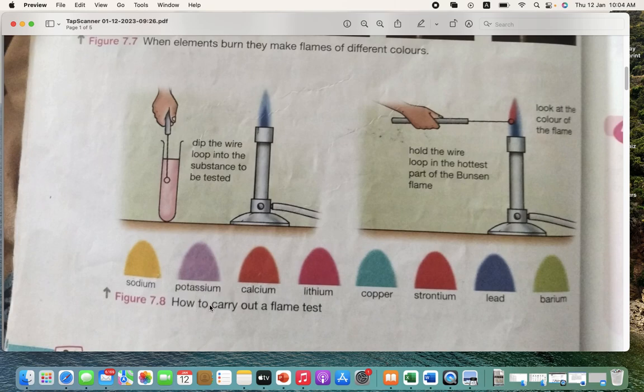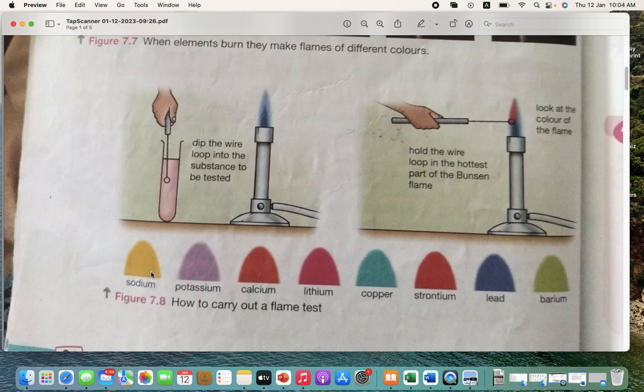Say how to carry out the flame test. This is how to carry out the flame test. You see, they melt the solid, they melt the metal, and then you dip this thing to test it. The wire, you dip it here, and then you put it on the flame, and you see the flame will start to change color to the color of that metal.